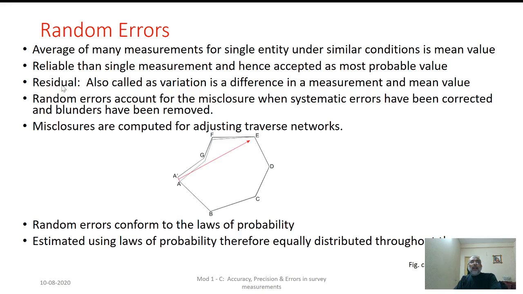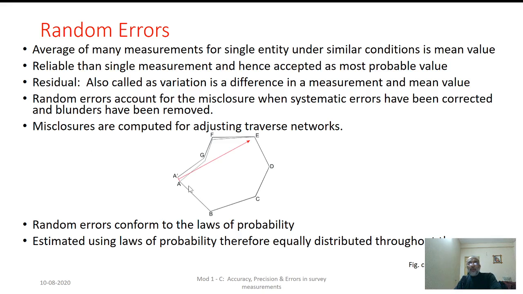One more term we have to use is residual. It is also called variation, and it is the difference between a measurement and the mean value. Random errors account for misclosure when systematic errors have been corrected and blunders have been removed.